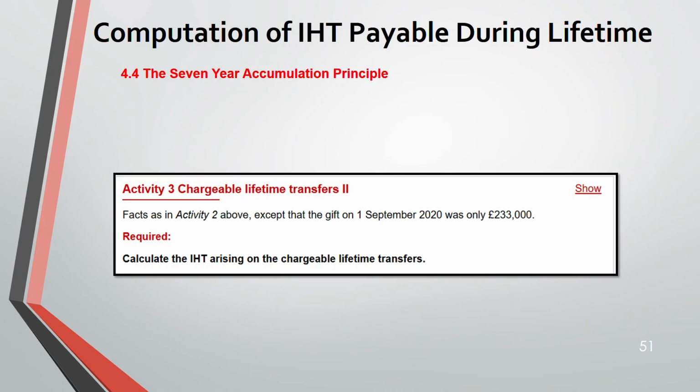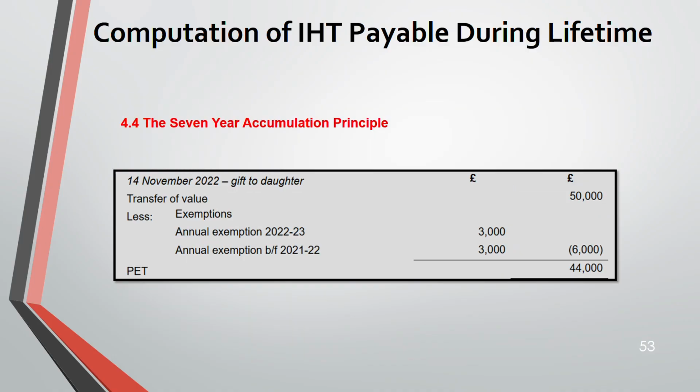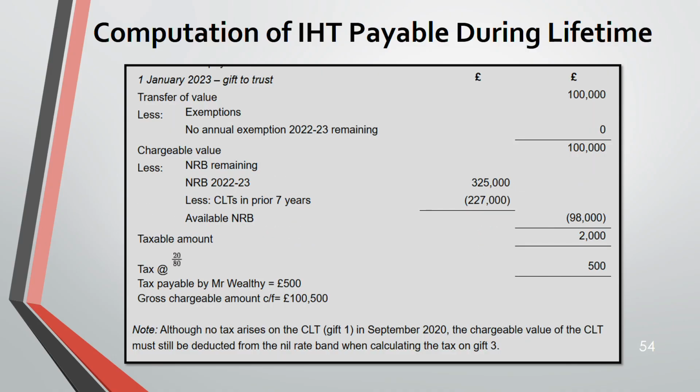Now moving on to the next, activity 3. All the facts are the same except here on 1st September 2020 the gift value is 233. So first gift, there is no impact. The only thing is here it's 233. So the entire amount is covered by the nil rate band. That means nothing is taxable. Moving on to the next, here there is no impact, gift to daughter. Third, the impact is here. Now you will have some nil rate band remaining because it's less than 325.